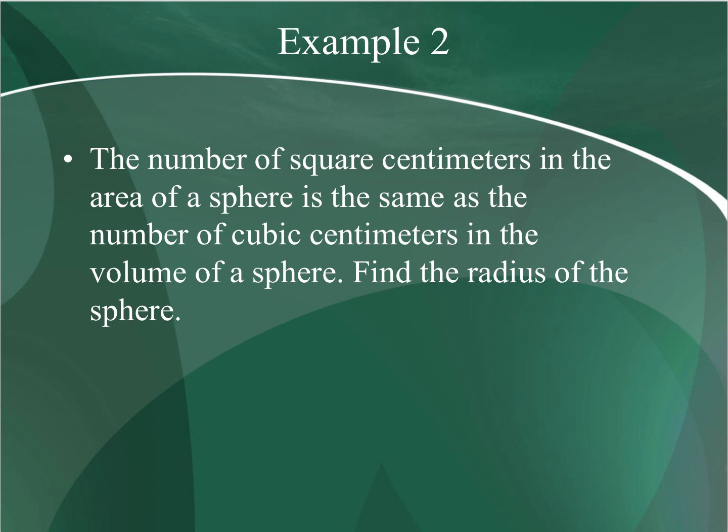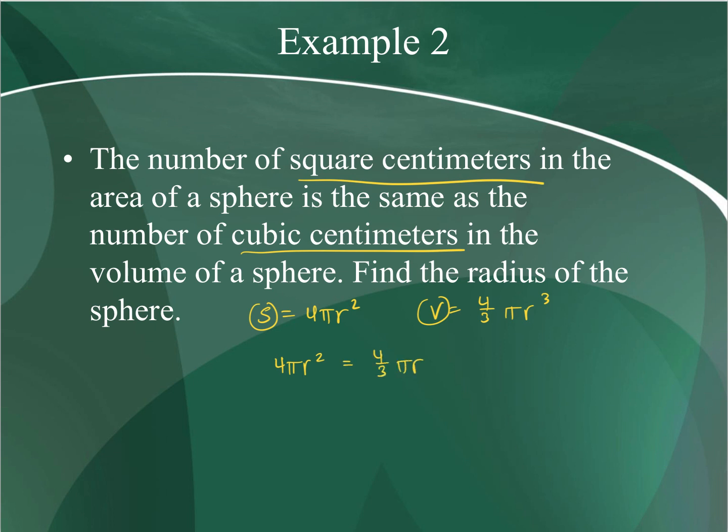So it says the number of square centimeters, so we know we're looking for area, of a sphere is the same as the number of cubic centimeters in the volume. So basically the number of the volume and the surface area is the same number. Find the radius of the sphere. Remember, surface area is 4 pi r squared, volume is 4/3 pi r cubed, and we want to know when these numbers would be the same. So when would 4 pi r squared equal 4/3 pi r cubed?